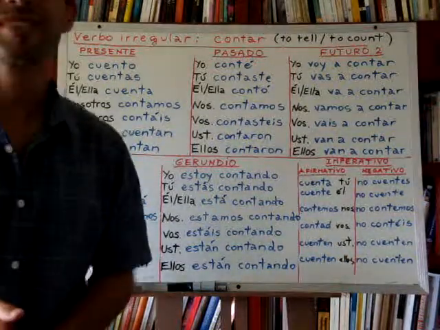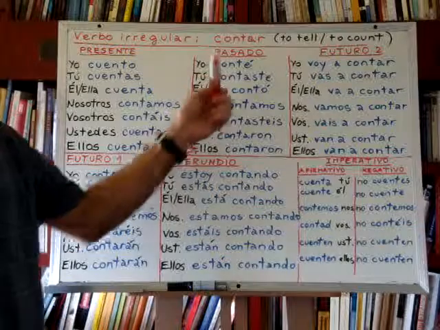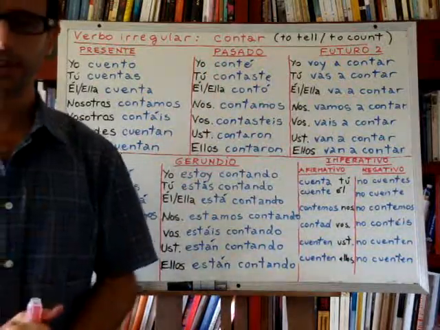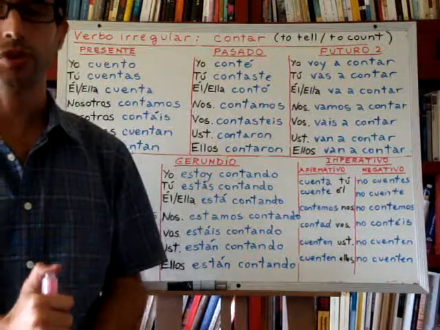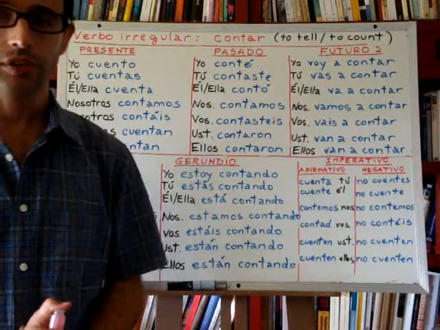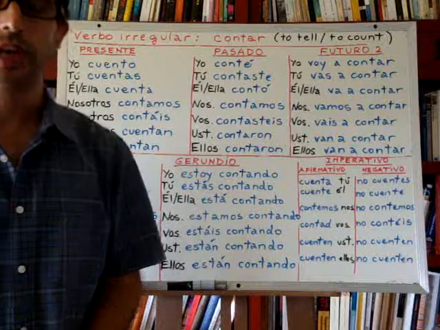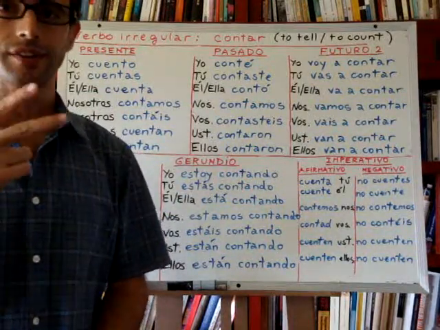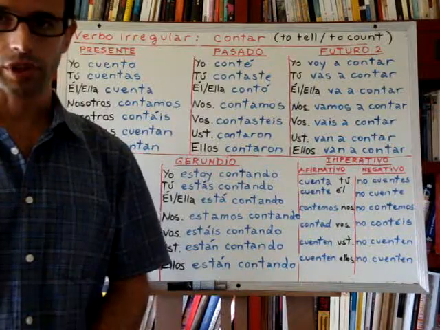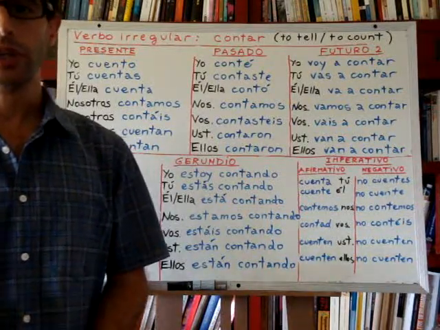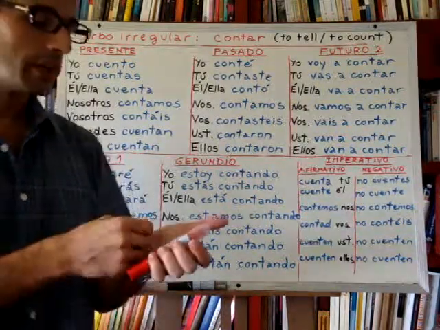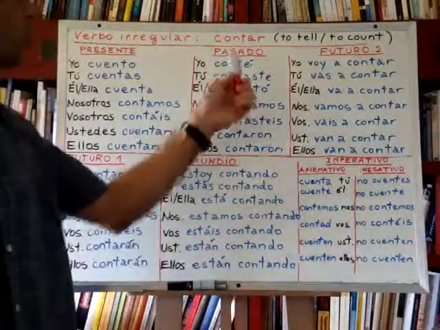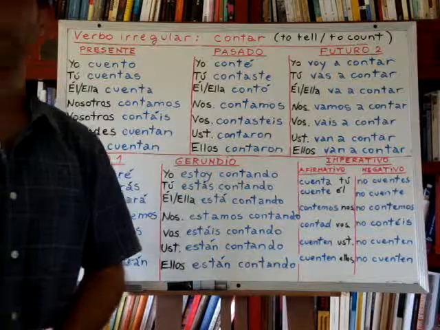Hi again. In this class we will conjugate the verb contar. Contar has two meanings, right? And it is a very much used verb in Spanish. Contar can mean to count, like when we count numbers, uno, dos, tres, cuatro. That is contar. Or when we count money, right? 100, 200, 300. We are counting money. Estamos contando. We use the verb contar.